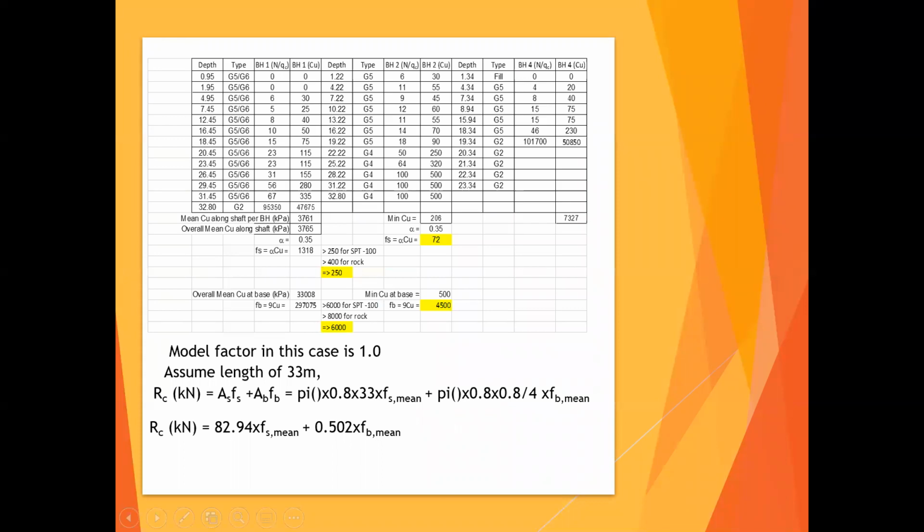Now, I need to make some assumptions. So let's use the alpha CU method. In this table, I summarize for you for these 3 boreholes, borehole 1, 2, and 4, the depth, the soil type, and also the correlation to the CU.